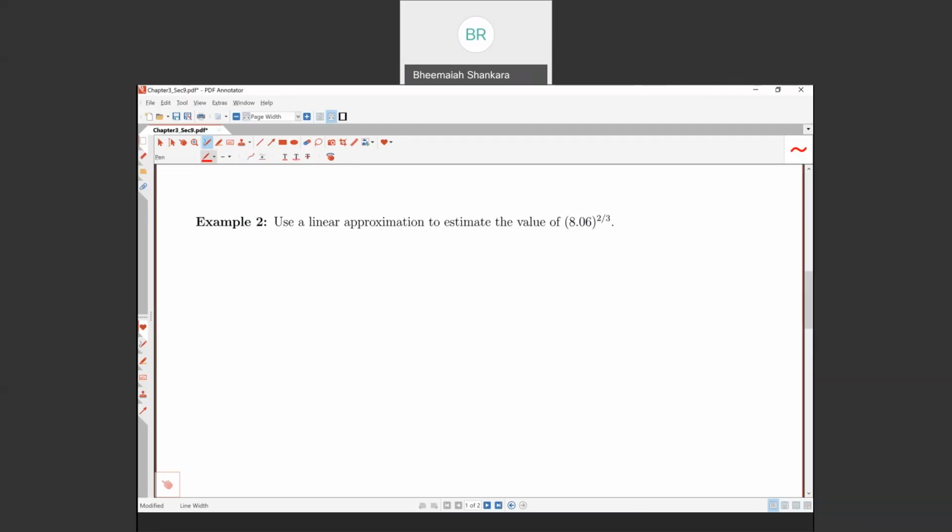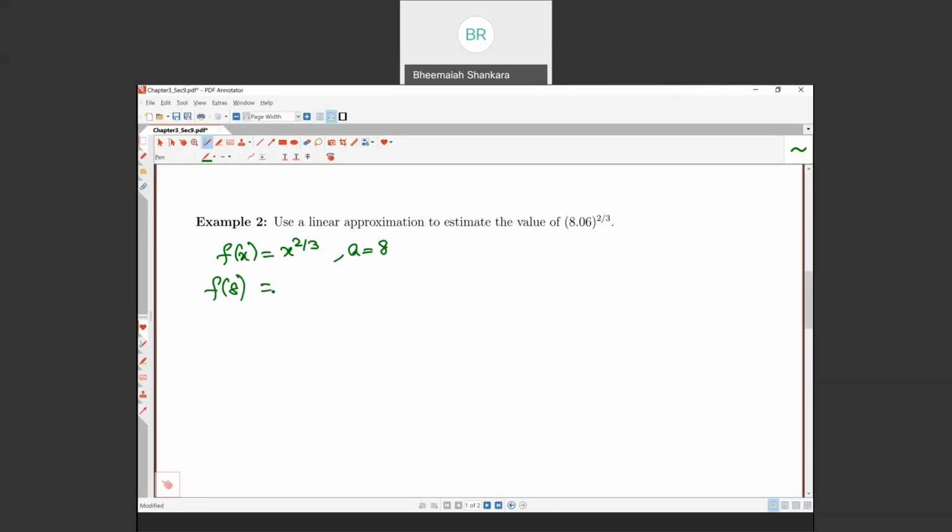Use a linear approximation to estimate the value of 8.06 to the 2/3. So let's start with f of x equal x to the 2/3. And this time we're going to write a equal to 8 for the problem. So let me calculate f at a.